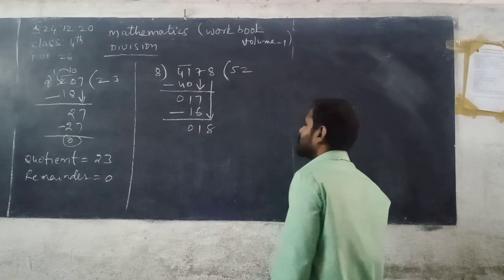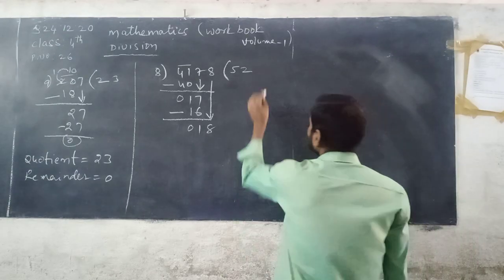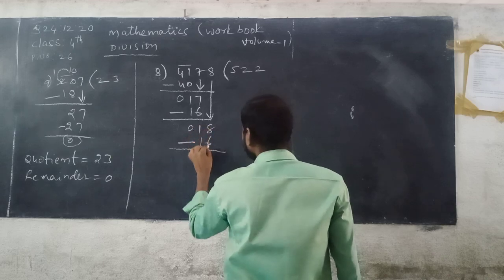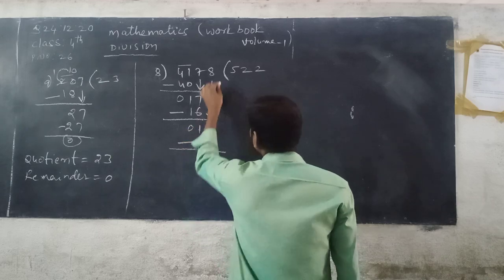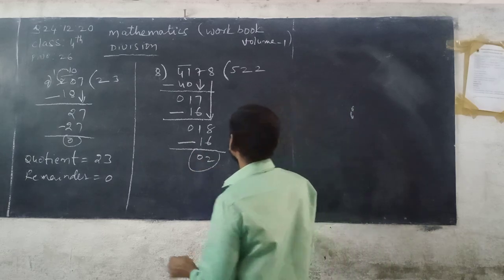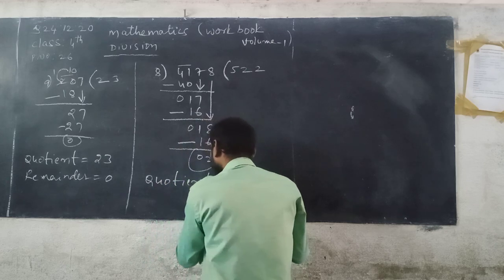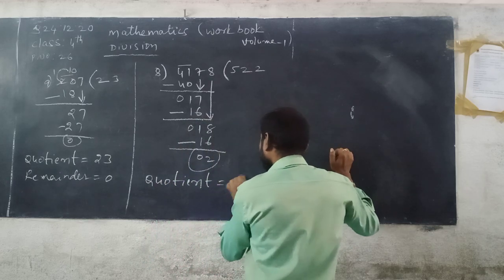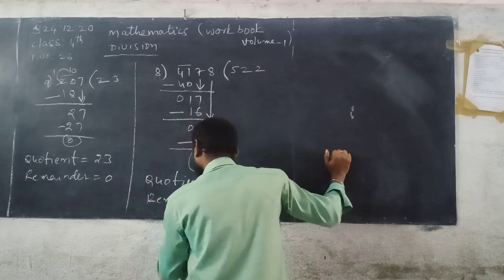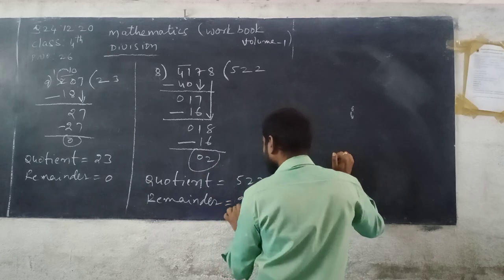So 8 twos are 16, 8 threes are 24. Here 8 twos are 16 is possible. 18 minus 16: 8 minus 6 is 2, 1 minus 1 is 0. So in the dividend there is no number left, so you can stop. You have to write quotient is equal to 522. Remainder is equal to 2.